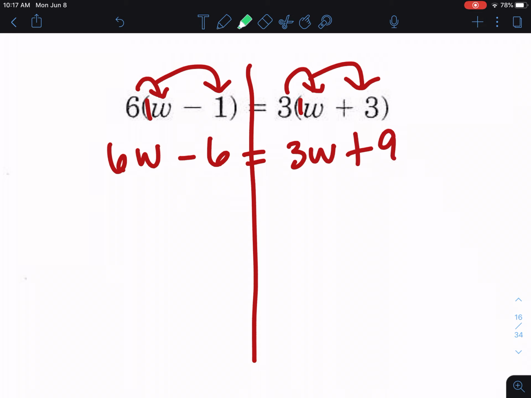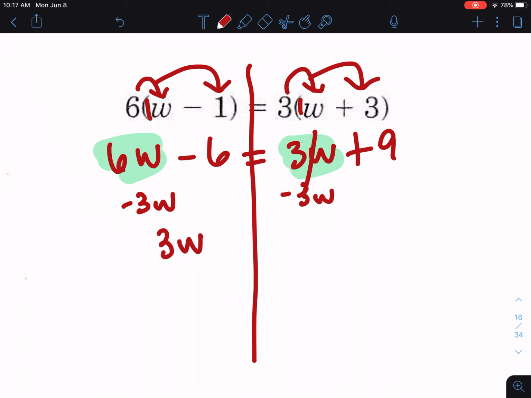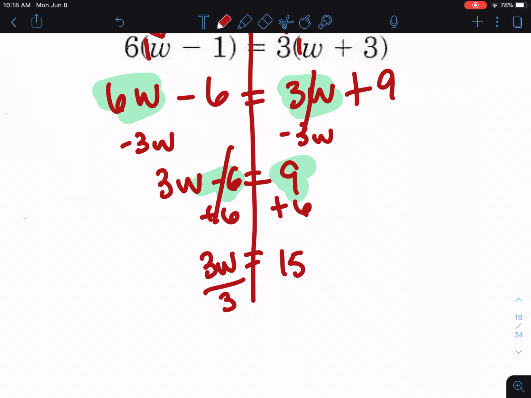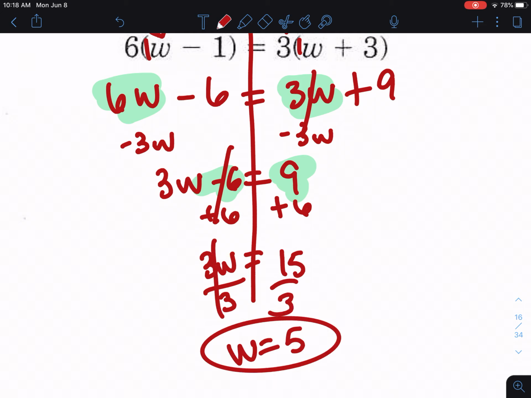I'm going to choose to move these green w's first. I'm going to do that by subtracting 3w from both sides. Okay, so 6w minus 3w is 3w minus 6 equals 9. I got to move these numbers, so I'm going to add 6, opposite of subtracting. So the left hand side they cancel out. I have 3w equals 9 plus 6, which is 15. I'm going to divide both sides by 3. And I'll have w equals 5. And there you go.